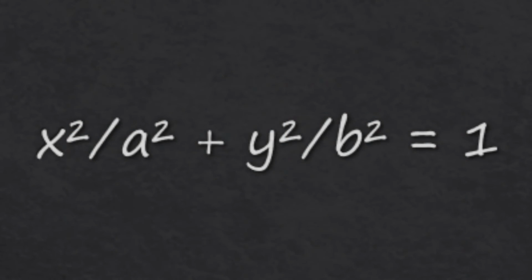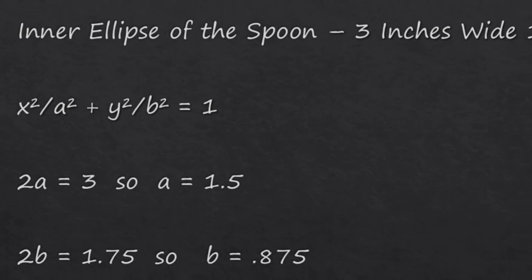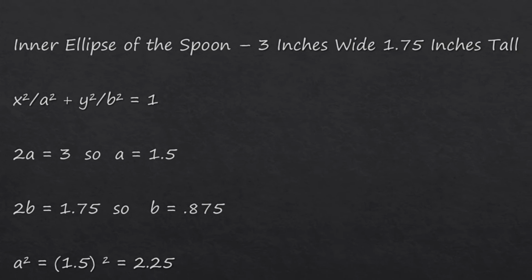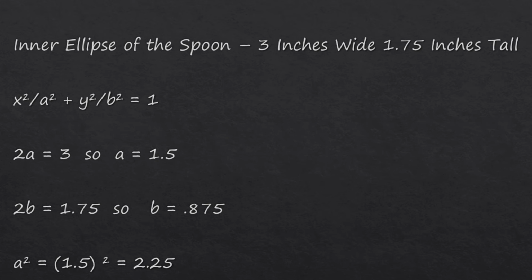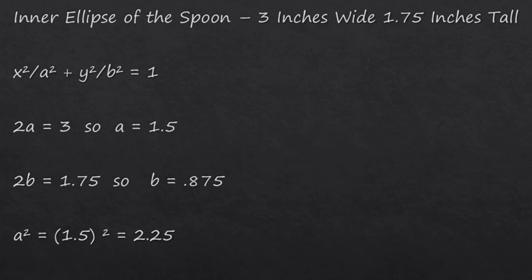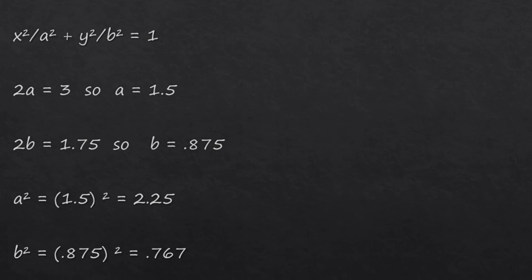The equation of an ellipse is x squared divided by a squared plus y squared divided by b squared equals 1. So if the total length of the inner ellipse was 3 inches, then A would be half of this, which is 1.5 inches. The height was 1.75 inches, so half of this would give us a B of 0.875 inches. Our A squared would be 2.25 inches, and our B squared would be 0.767 inches.